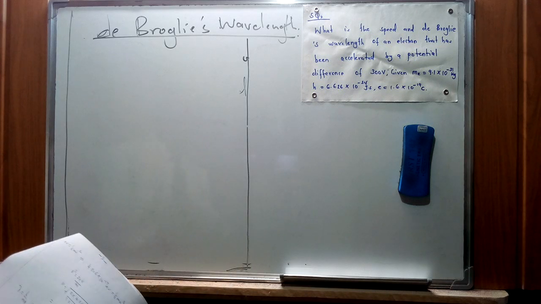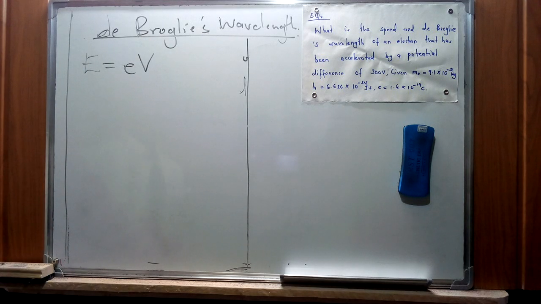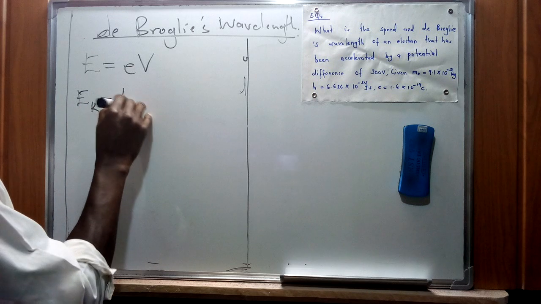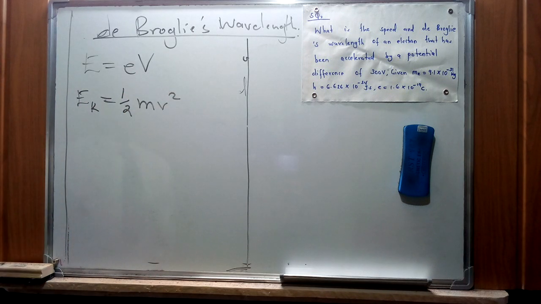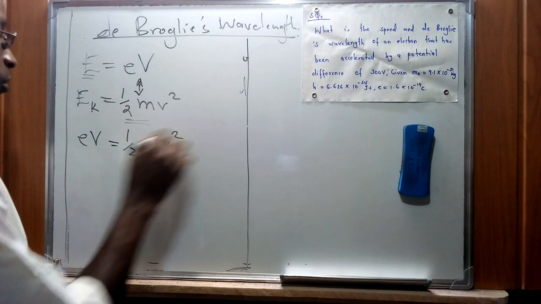In a potential difference, energy can be given as eV, but from the classical concept, the kinetic energy of a particle can be given as a half mv squared. If this electron is being accelerated in a potential difference, it is moving with a specific kinetic energy. So we have a direct relationship between the potential energy of this electron and the kinetic energy. From the work energy theorem, a change in potential energy translates directly to kinetic energy. Therefore, we can equate this and say eV equals a half mv squared.